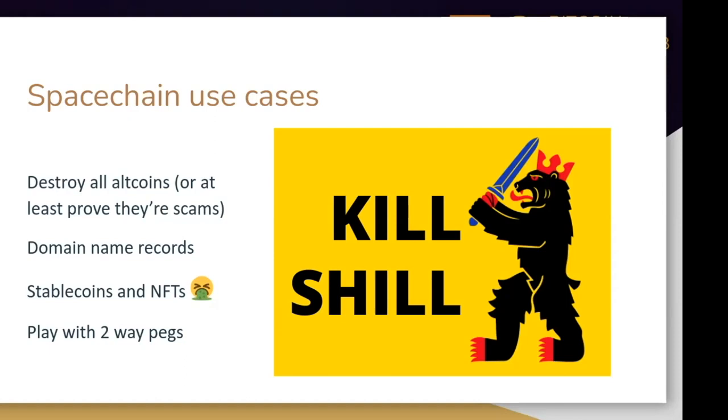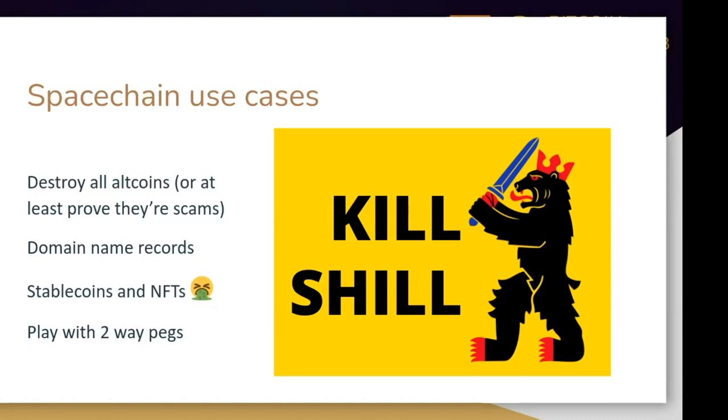Another thing you could use them for is domain name records. This example doesn't even require you to make an altcoin. You could just have a space chain where you can add text to it, and that text could be domain names. And then that would be your registry. You would just use this blockchain as your registry. You could also do it with stablecoins and NFTs, which I don't like, stablecoins or NFTs, but you could do them.